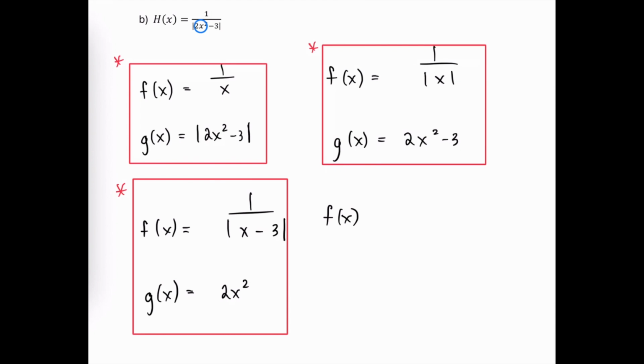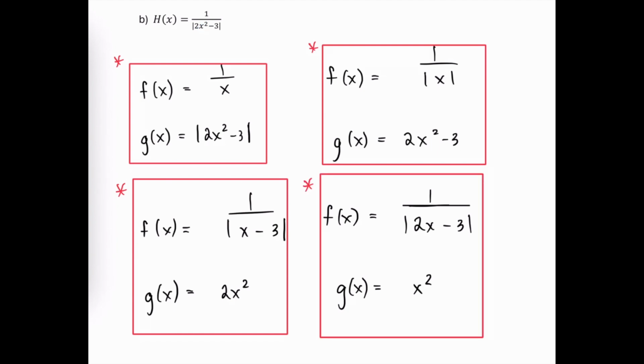Let's do one more, and we'll let f take on just a little bit more of the function. This time we'll say 2x minus 3. And now g would need only be the x squared bit. When we plug the x squared into the x variable spot, we would end up with the original h of x function that we started with. So here are 4 different possibilities for the functions f and g.